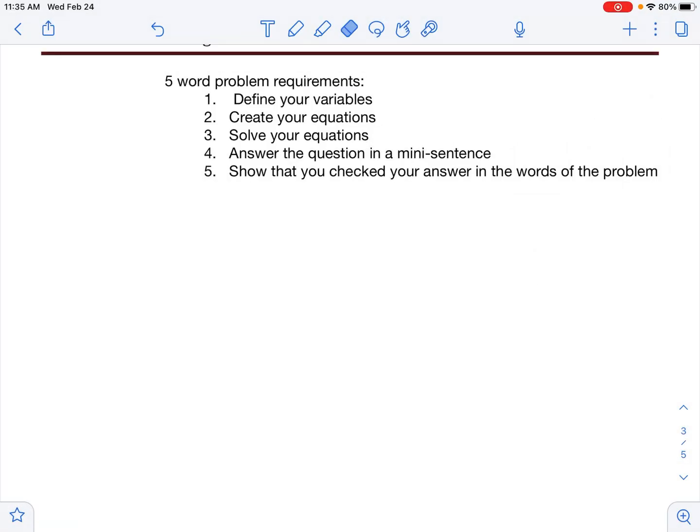When we are solving word problems, there are 5 requirements, and you need to meet all those requirements in order to earn the 5 points that are available for each problem. The first part is you need to define your variables. Tell me what x is, or t, or n, whatever you are. Tell me what it means.